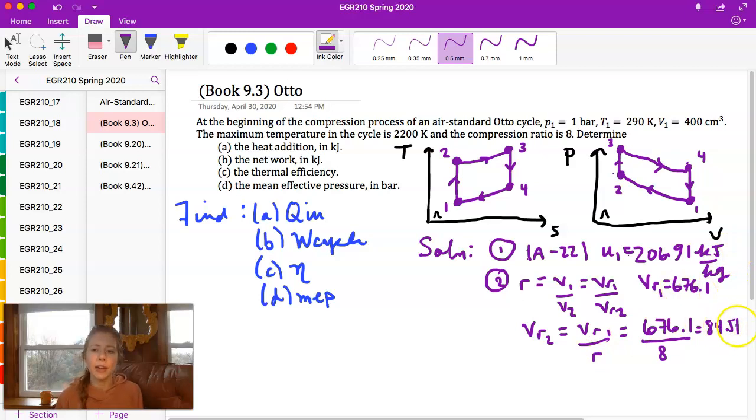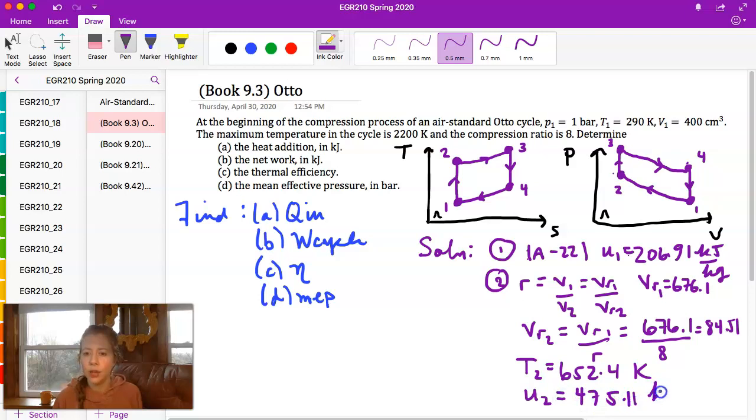So then going back to the table, you can interpolate and you can find that T2 is 652.4 Kelvin. And then you can further from that find that U2 is 475.11 kilojoules per kilogram. All right, so I'm going to move over here for state 3.